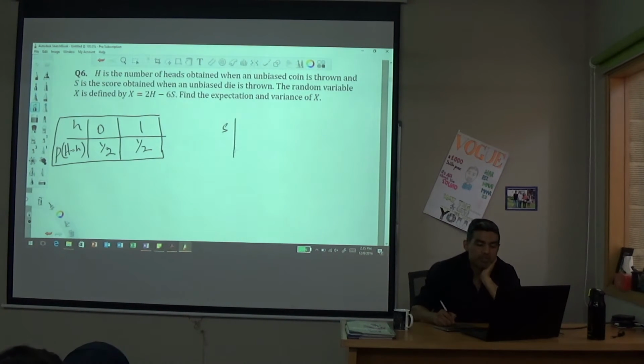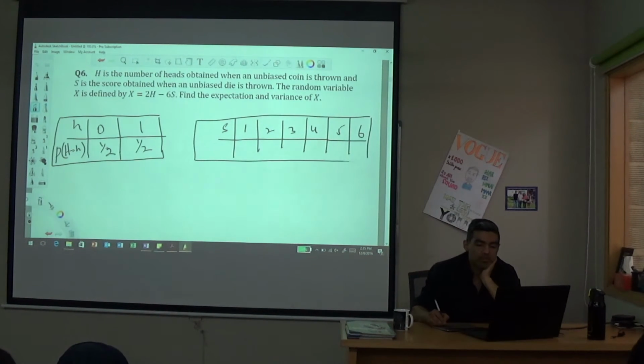Okay, when you throw a dice, what scores can we get? 1, 2, 3, 4, 5 and 6. These are all the possible scores. So what is the probability of any number coming? 1 by 6 throughout.